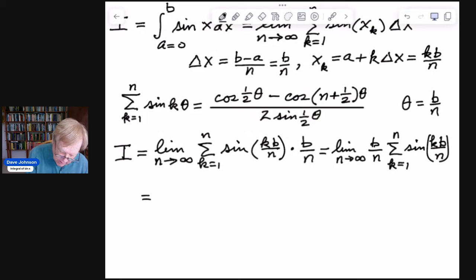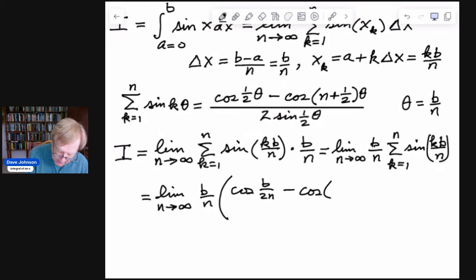So we get the limit as n goes to infinity of b over n times, now the sum is going to be written using this expression. So let me go ahead and just substitute. Cosine of 1/2 theta, which I can write as b over 2n, because theta is b over n, minus cosine of n plus 1/2 times theta, which is b over n.